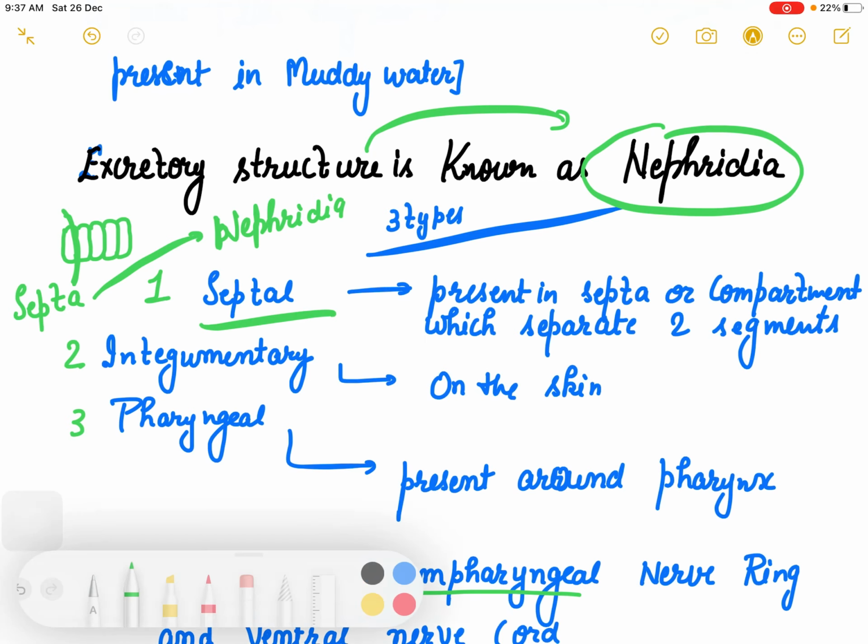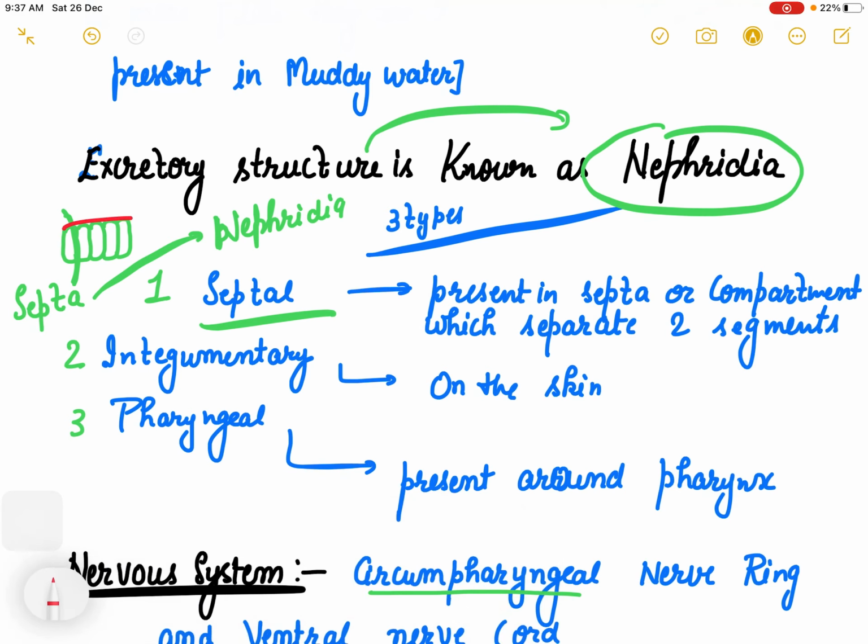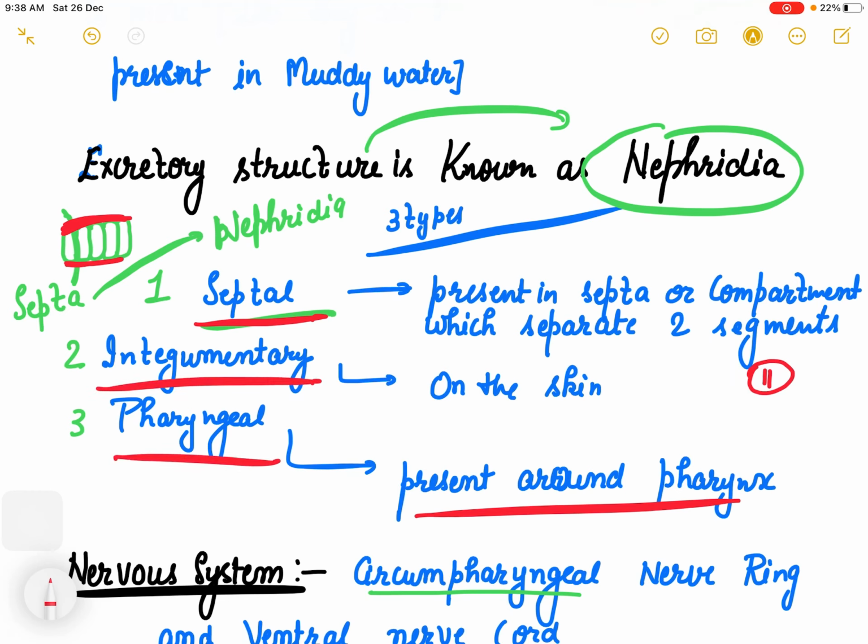Sometimes nephridia is observed on the skin. It is known as integumentary nephridia, and if it is present around the pharynx, then it is known as pharyngeal nephridia. So depending on its position, you have 3 types of nephridia: septal, integumentary and pharyngeal. If they are present on the septa, they will be septal. If they are on the skin, they will be integumentary. If they are around the pharynx, then they are known as pharyngeal.